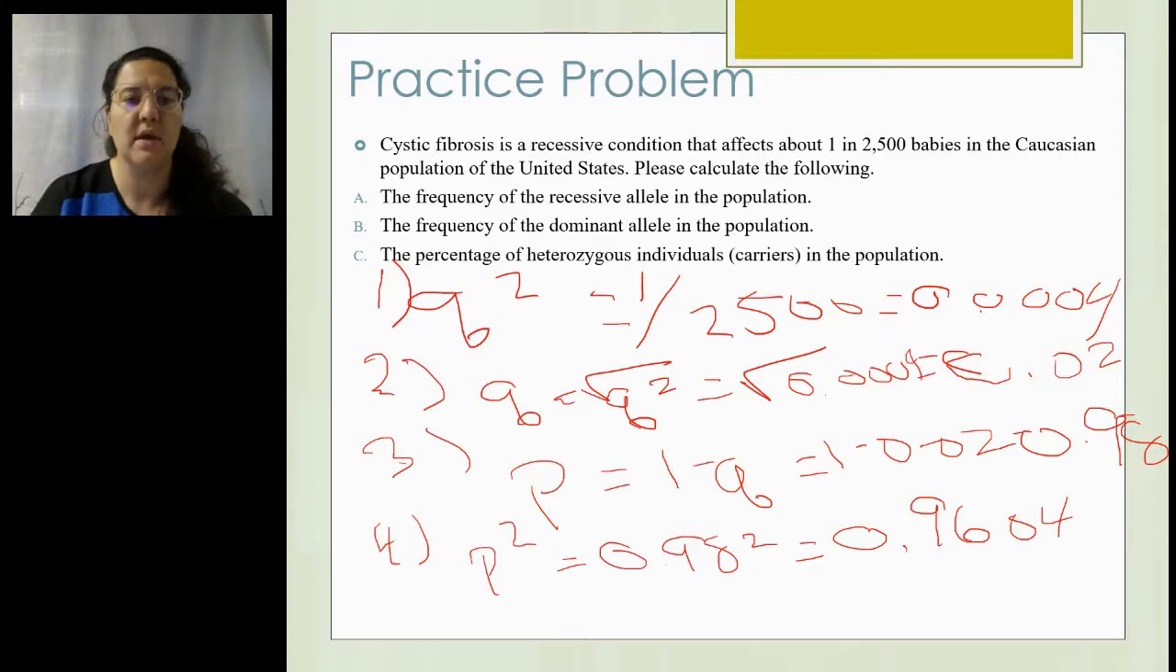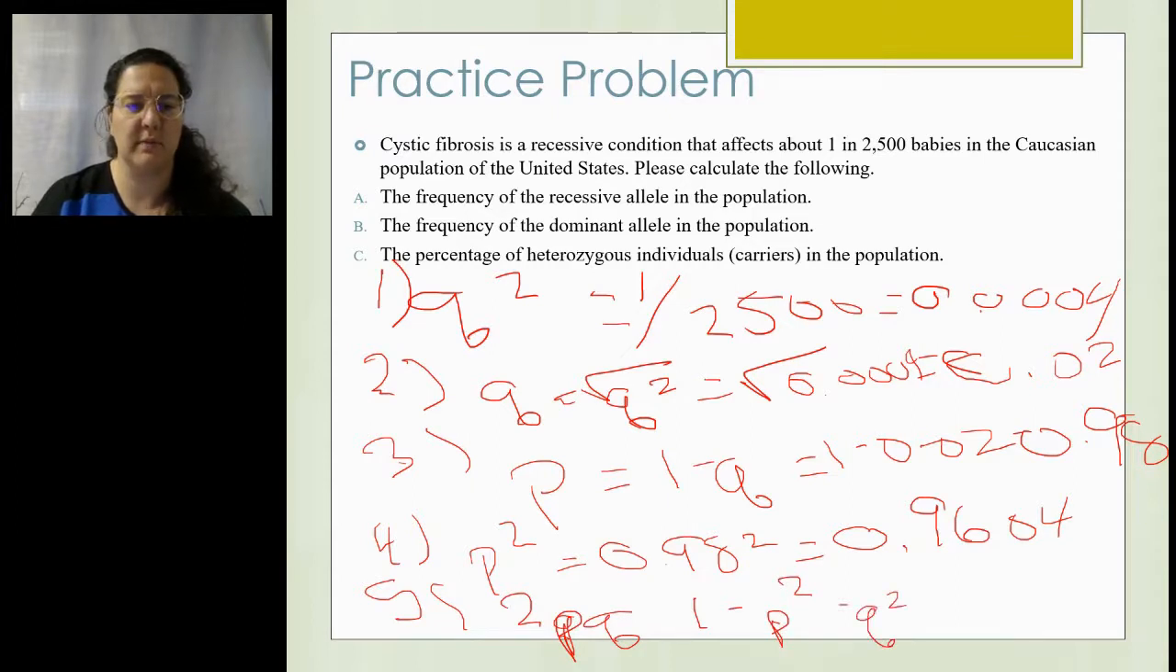So we first find Q squared based on information of how many recessive individuals. Sometimes they'll give you that in the question, like if they said 40% of the population has this recessive trait, that would be our Q squared. From Q squared, we go to find Q, and then we can find P squared, and then at the end, we're looking for the 2PQ. So we're going to go 1 minus P squared minus Q squared.